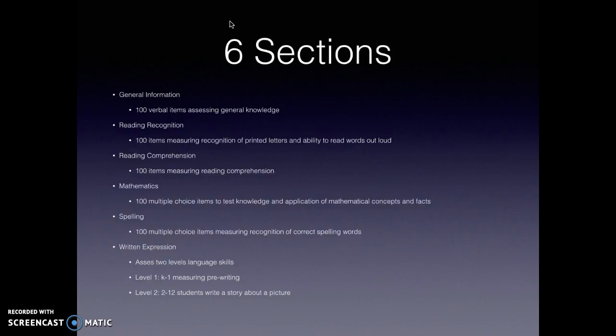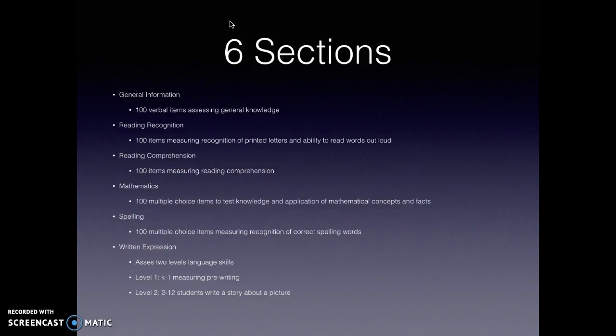So there are 6 sections to this test. Each section progresses in the order that I'm about to give you. So the first section is general information, and this is 100 verbal items assessing their general knowledge. The second section is reading recognition, and this is 100 items measuring recognition of printed letters and ability to read words out loud. The third section is reading comprehension. It involves 100 items again, measuring reading comprehension of the individual student.